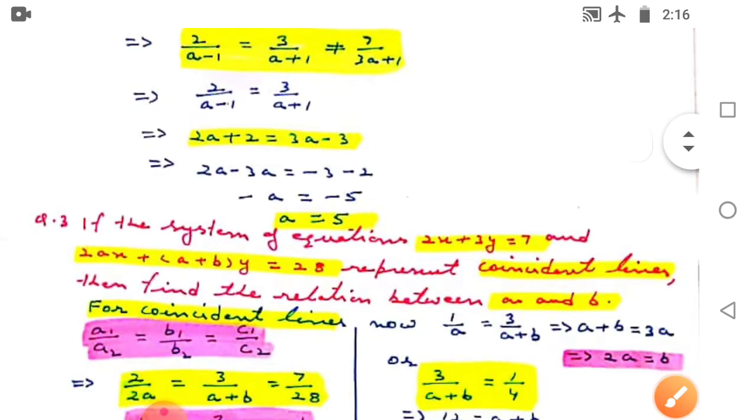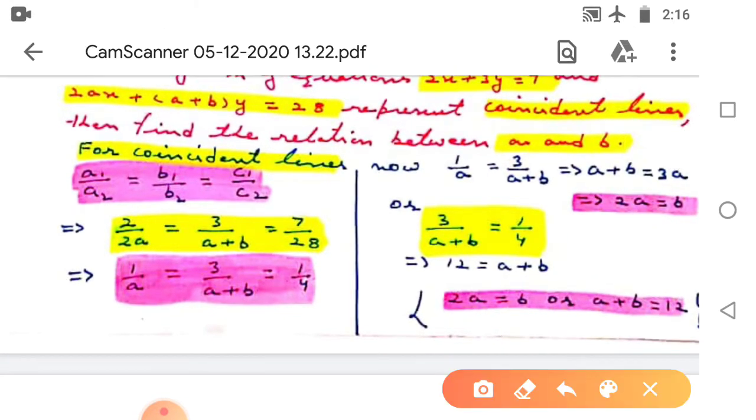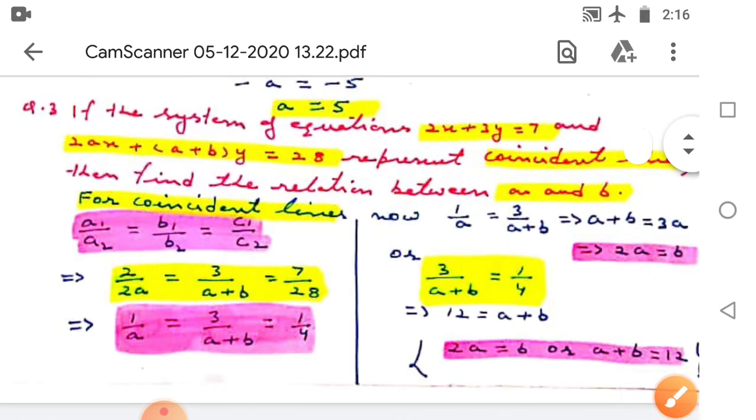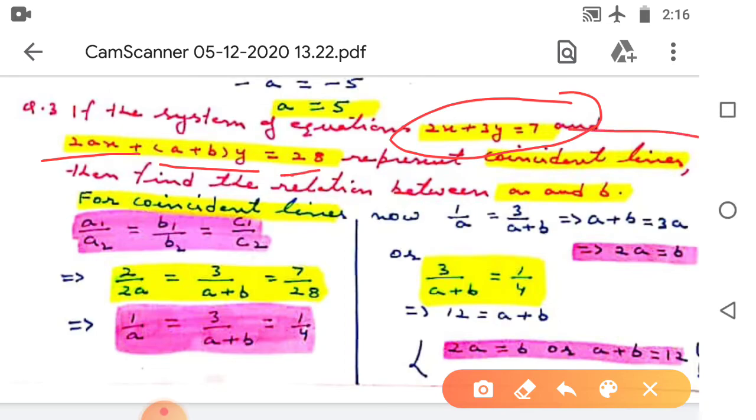Right? Now come to the third question. Look at this. Question number 3. If the system of equations 2x plus 3y is equal to 7 and 2ax plus (a plus b) into y is equal to 28 represent coincident lines, then find the relation between a and b.